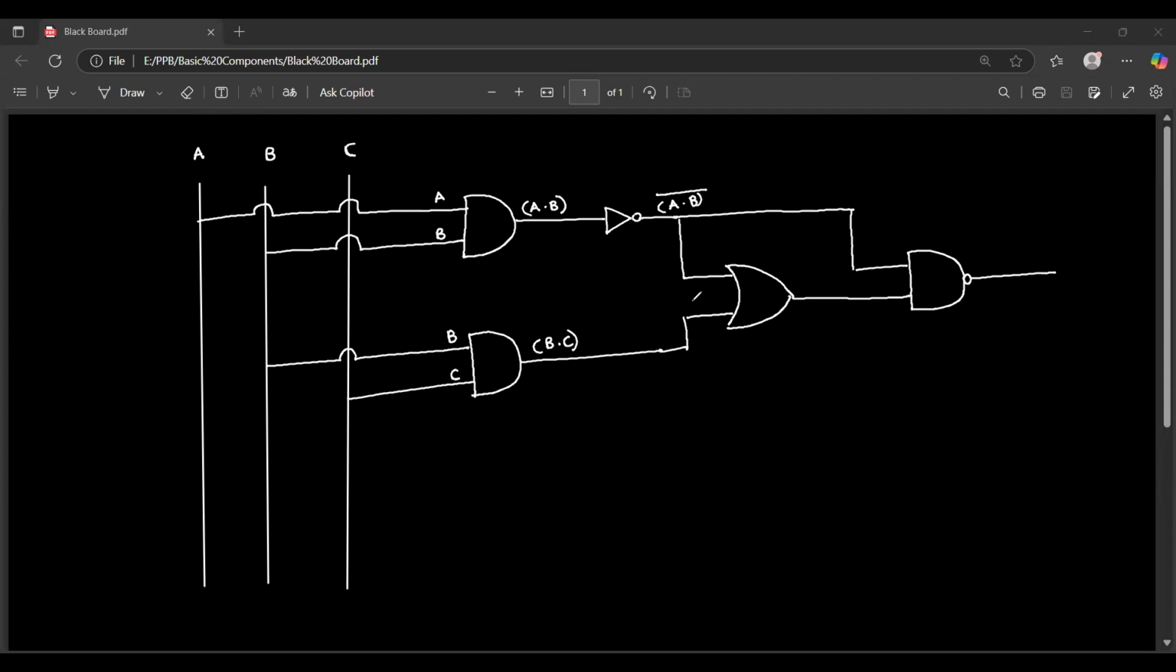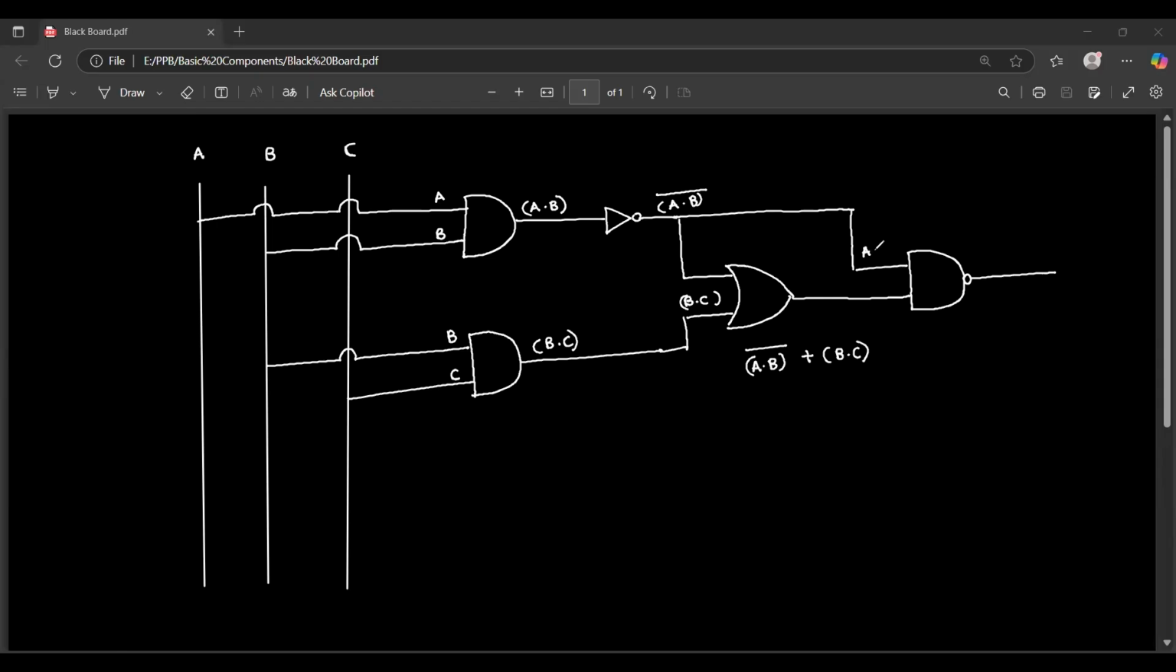Here we have B dot C. Here we have B dot C. Here we have A dot B whole thing bar. So the output can be given as A dot B whole thing bar plus B dot C. So that will be the output of this OR gate.